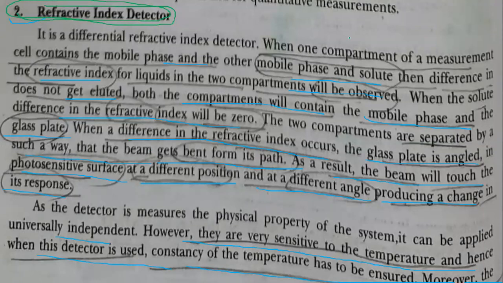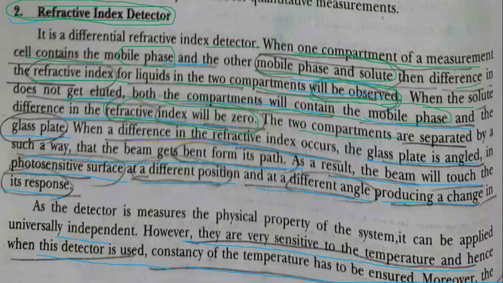It is a differential refractive index detector. When one compartment of a measurement cell contains mobile phase and the other contains mobile phase and solute, then a difference in the refractive index of the liquid in the two compartments will be observed. This is the difference which we are observing. When solute does not get eluted, both compartments will contain mobile phase only. Then the difference in refractive index will be zero because both compartments contain only solvent.